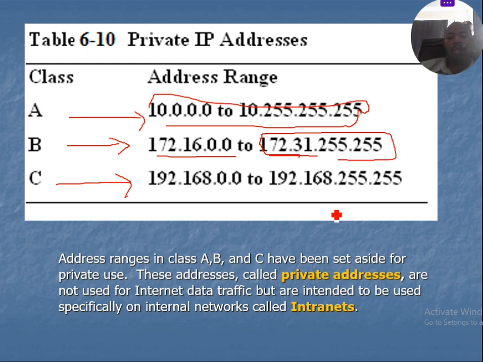So we say the address ranges in class A, B, and C have been set aside for private use only, for companies, not the public domain, not the public IP address. These addresses are called private addresses, and they are not used for internet data traffic, but are intended to be used for an internal network called the intranet. Is that okay? Now let's move on quickly.